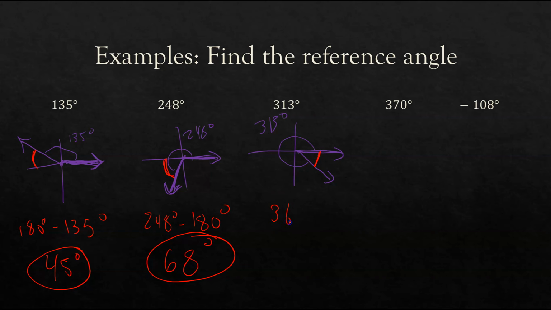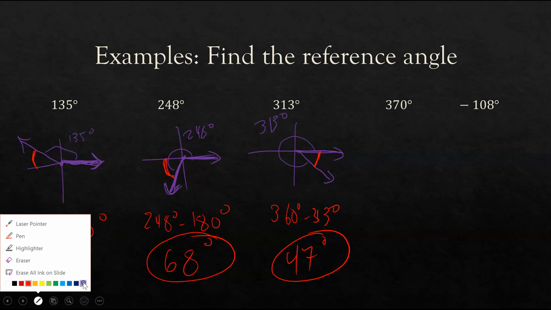So I'm going to do 360 minus 313. And what's 360 minus 313? Is it 47? I always get a little stuck. Hold on, I'm going to double check. I don't want to write something incorrect like I did already once before. Okay, 47 degrees. Cool.